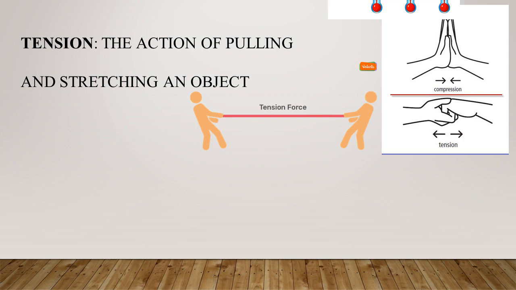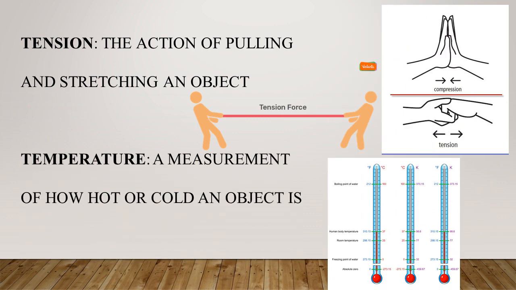Temperature, an easy vocab word here. Temperature is a measurement of how hot or cold an object is. And what you see on the picture there is the different forms of temperature. You could talk about Fahrenheit, Celsius, or Kelvin. All right.